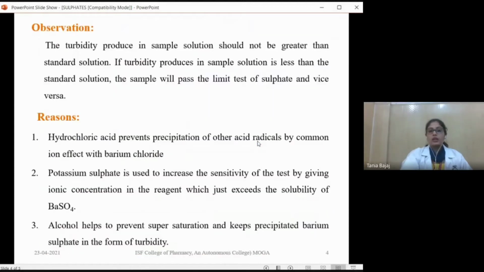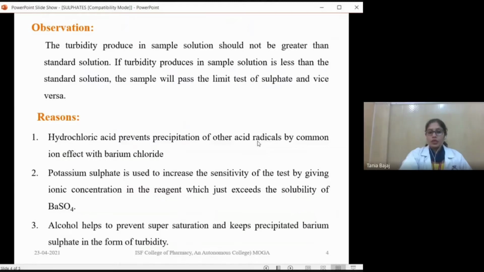After that, we'll get the observations of turbidity. The turbidity produced in the sample solution should not be greater than the standard solution. If the turbidity produced in the sample solution is less than the standard solution, then that sample will pass the limit test for sulfate, otherwise it will not pass.